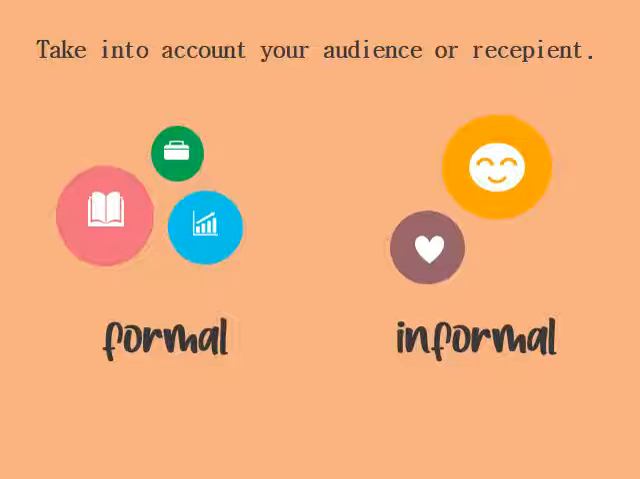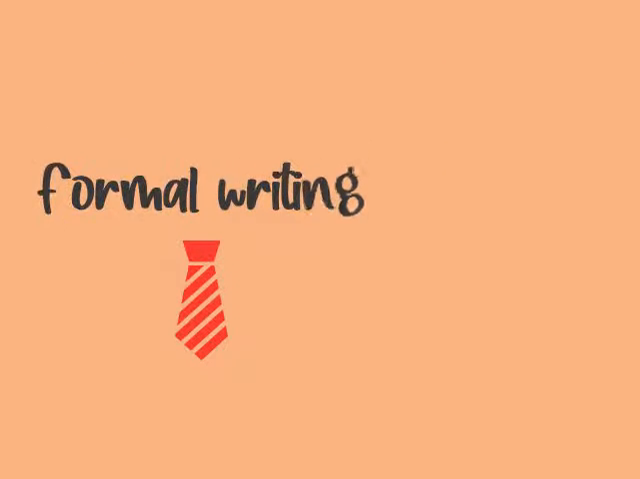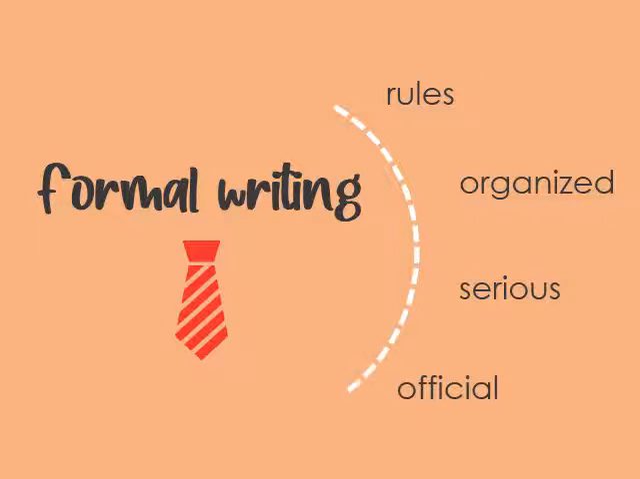Formal and informal writing have different characteristics. Formal writing is characterized for following rules. It has good grammar, orthography, punctuation. It is also organized. You can understand everything in that email because of its organization. It is serious and official, since sometimes it might be addressed to important people, maybe people that we don't know.